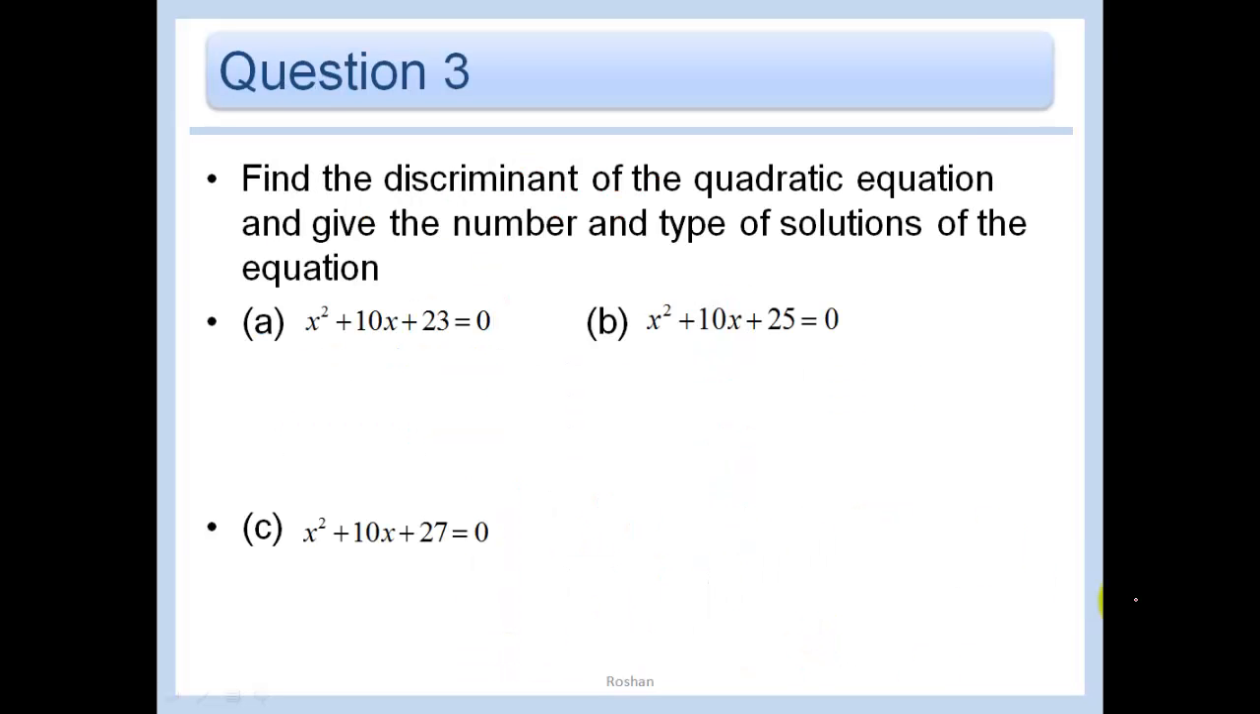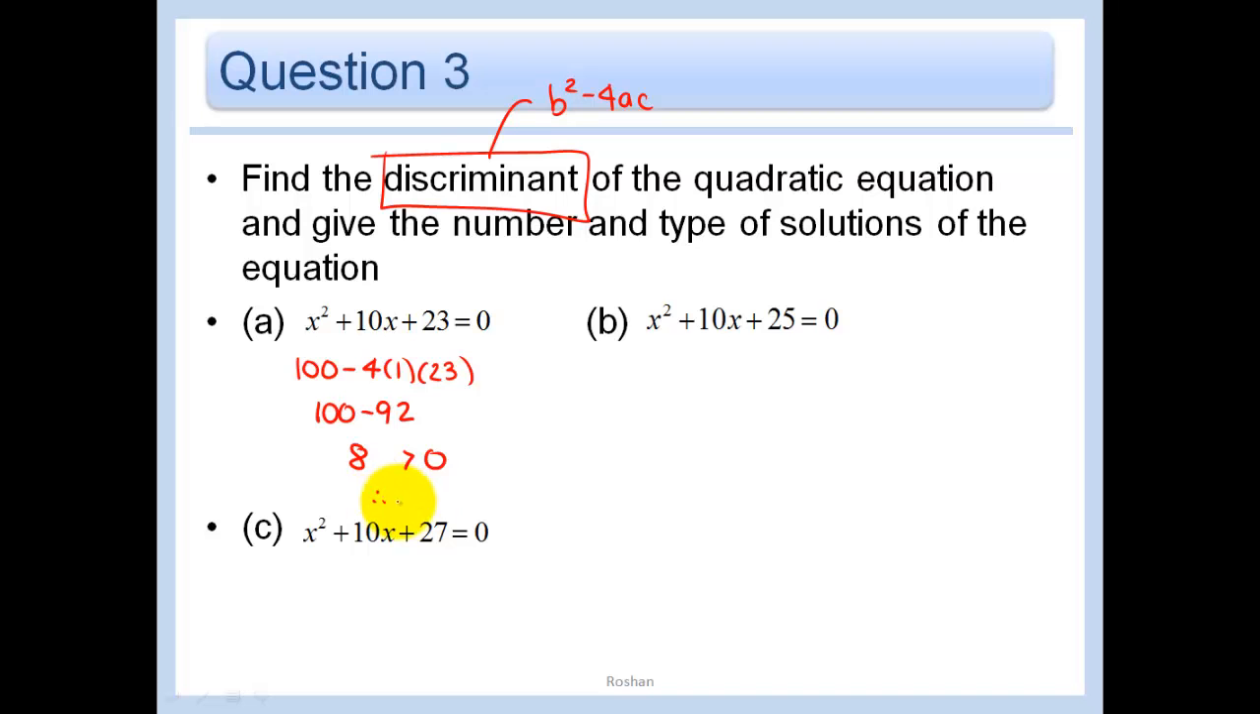Okay? Find the discriminant of the quadratic equation and give the number and type of solutions of the equation. So again, all we need to look at is the discriminant, and that is just what is under my radical, or the b squared minus 4ac part. Determine if it's positive, negative, or 0. So in this one, I have b squared is 100 minus 4ac. So I have 100 minus 92, or 8. 8 is greater than 0, therefore I have two real solutions.